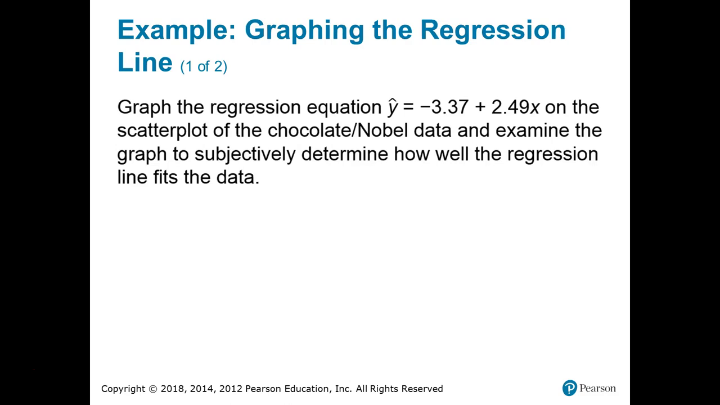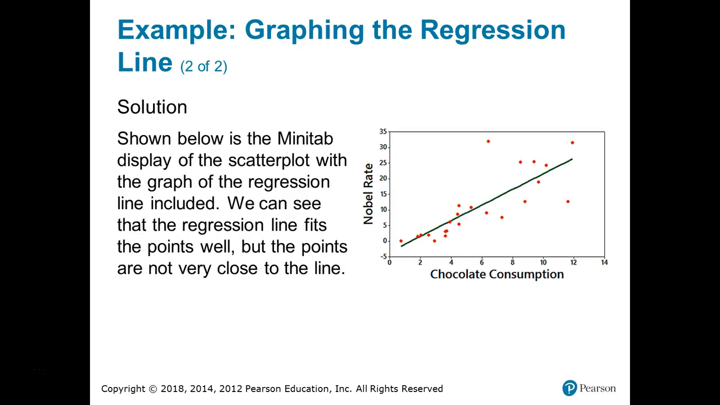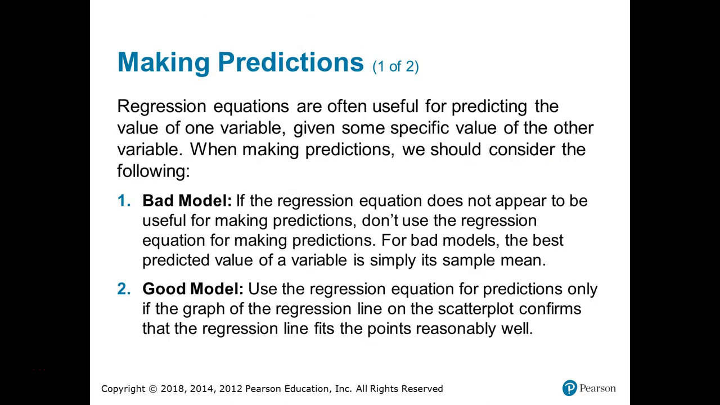So now we will graph the equation. We're going to graph the regression equation described right here: y hat equals negative 3.37 plus 2.49x. And we get this. This is the Minitab display. You can also have the StatCrunch display, as I showed you as well.